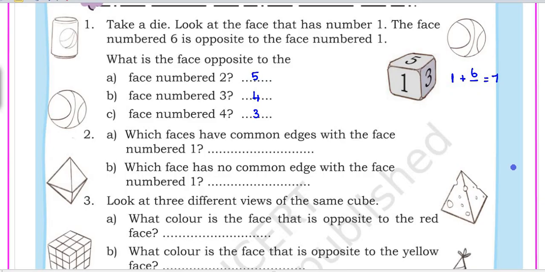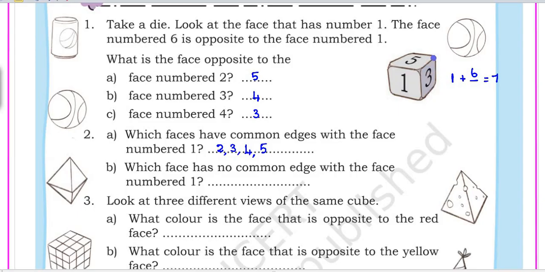Now question number 2: which faces have a common edge with face number 1? Here you can see which faces have common edges. Except the opposite face, everything has common edges. Make it simple: except the opposite. What is the opposite of 1? 6 is opposite. So except 6, everything has common edges. 1 is given, so 2, 3, 4 and 5 are adjacent. Except 6, as 6 is the opposite.